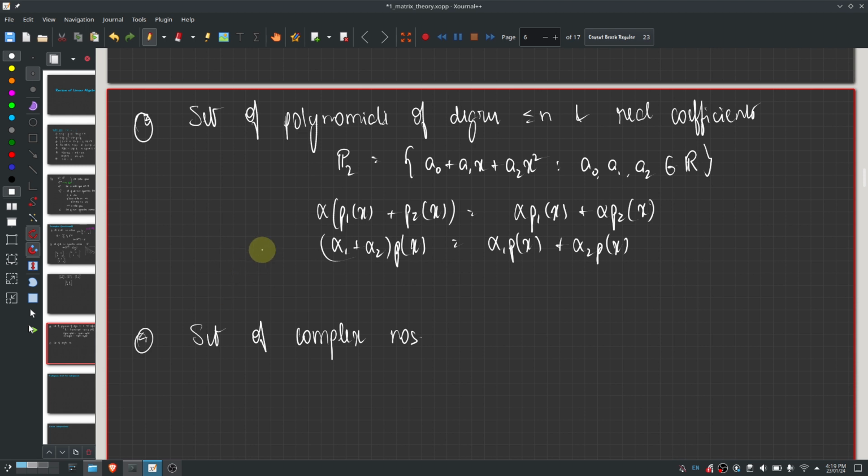So for example, a basis for P2 would be simply the polynomials 1, x and x square, right? I can generate any polynomial of degree less than or equal to 2 just by taking a linear combination of these. So this is indeed a vector space, and the dimension of this vector space is always equal to n plus 1.